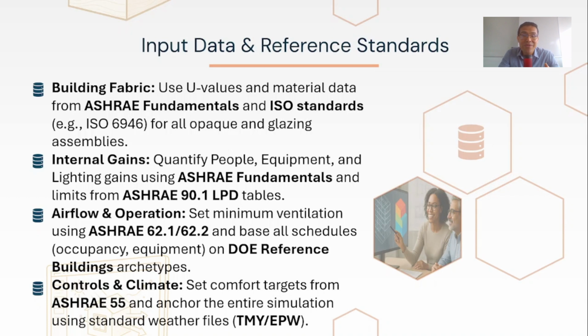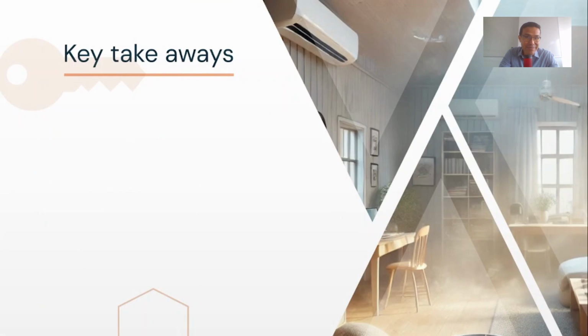The workflow is simple. Start with authoritative handbooks and standards, save the schedules from recognized archetypes, and then localize with project or manufacturer data. That keeps your models both credible and defensible.